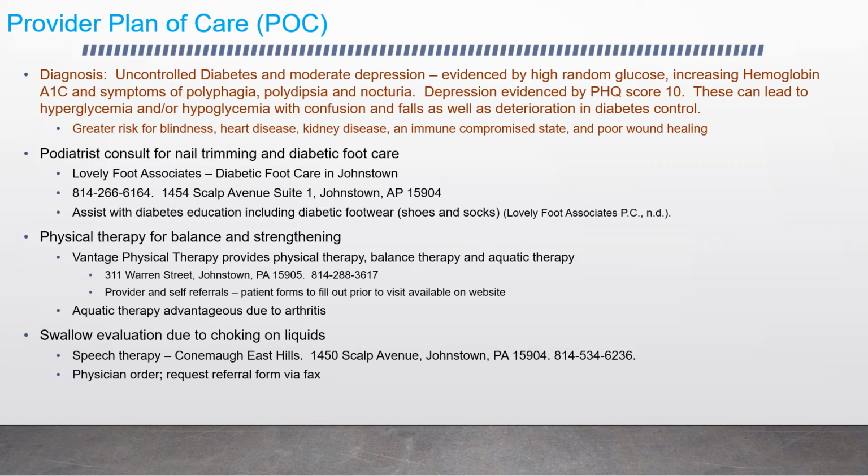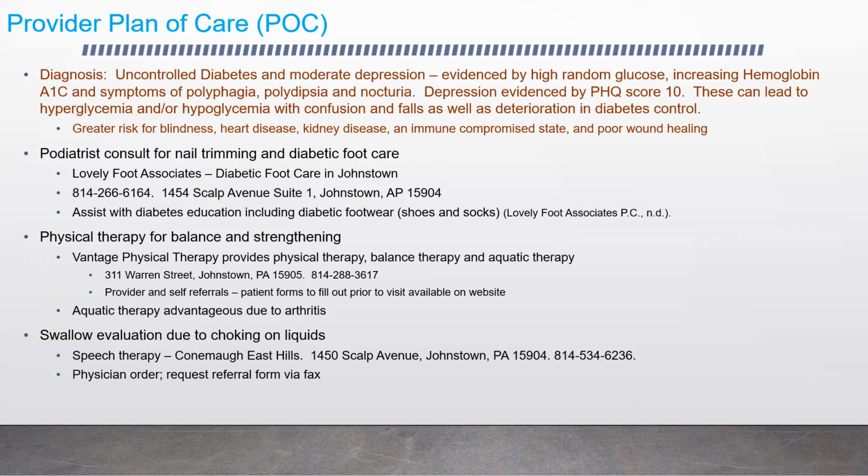The plan of care is led by her diagnoses, which are uncontrolled diabetes and moderate depression. Uncontrolled diabetes would be evidenced by a high random glucose greater than 200 to 300 in the office and increasing hemoglobin A1C and symptoms. Currently, her diabetes is controlled with metformin and a sulfonylurea with an A1C less than 7.5. However, if it's greater than 7.5 to 9 after 3 months of interventions, a triple therapy agent may be needed.